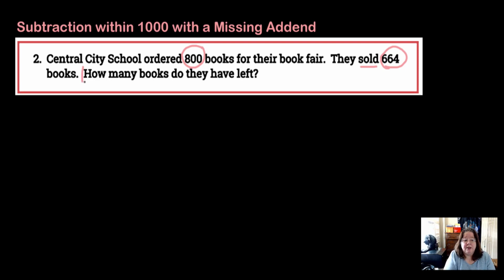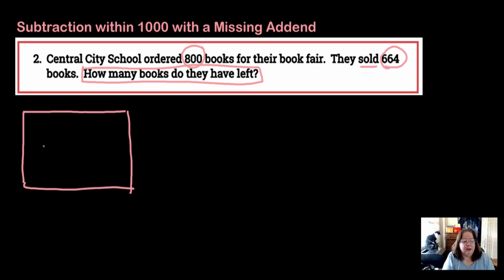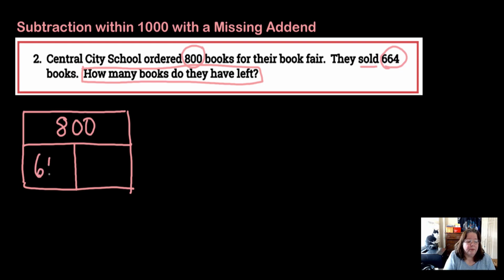Well, this is the part that tells us what we're going to do. I draw my box. The top part is my whole, and I have two parts. I know what my whole is. I know the total number of books that we started with. And I know that the book fair sold 664. We don't know how many are left. So this is what we don't know.